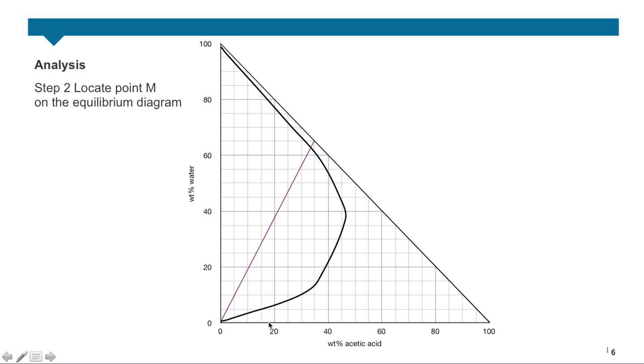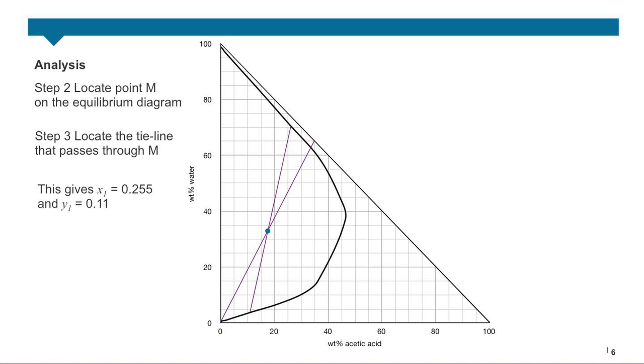We know that our mixture composition is 0.175 acetic acid, so coming up from the acetic acid axis, we know that the mixture point is going to be just there. And by reading off the other diagram which was provided, which was the partition distribution of acetic acid between the two phases, we can construct the tie line that passes through point M. That looks like this, and that gives us the compositions of the raffinate and the extract, 0.255 and 0.11 respectively.